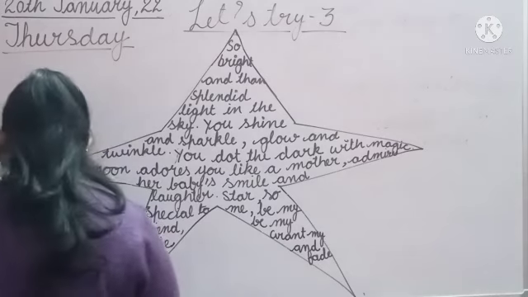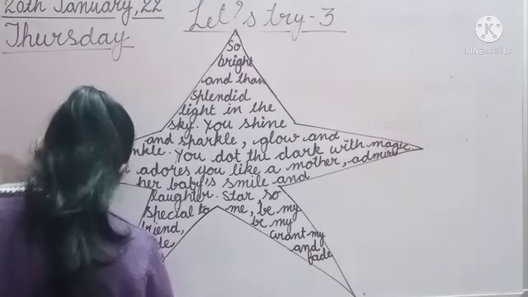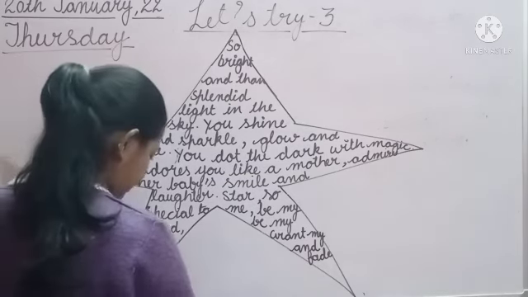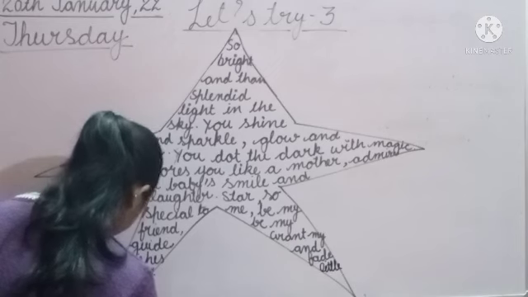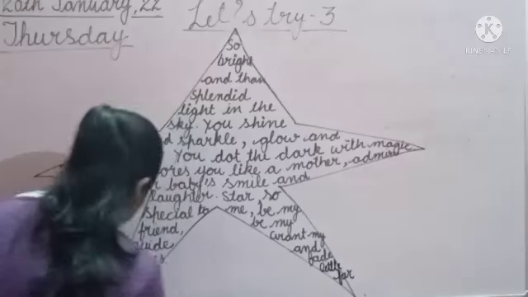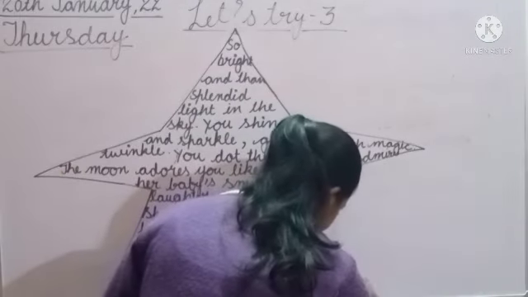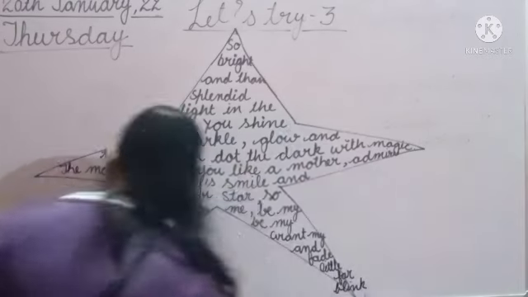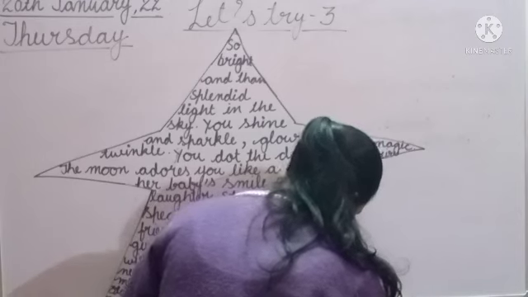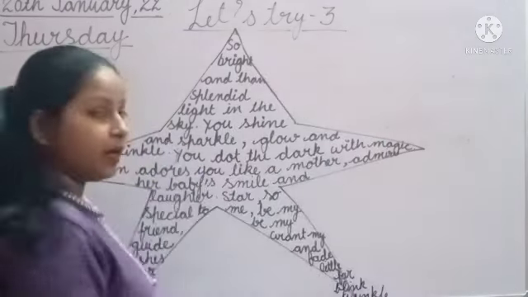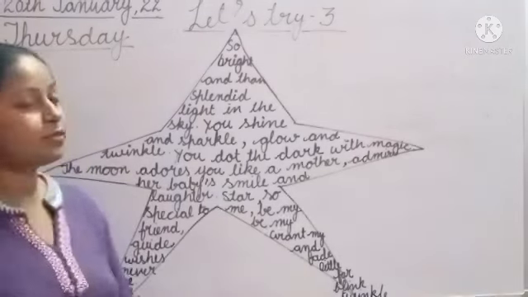Little stars so far away, blink and twinkle. If you hear, give me hope to do things, give me hope to do things without fear. So class, this is my shape poem.